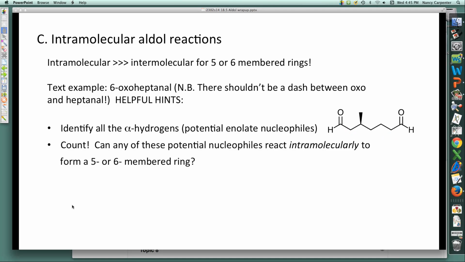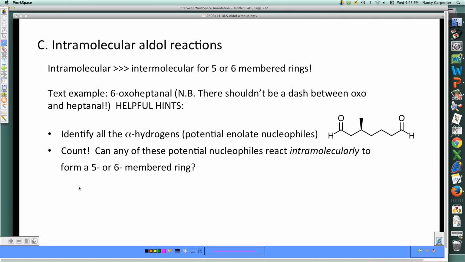Then just count. Can any of those potential nucleophiles react within the same molecule to form a 5 or 6-membered ring? So if this is carbon 1, 2, 3, 4, 5, 6, sure enough, it could react over here to make 1, 2, 3, 4, 5, 6, a 6-membered ring. Similarly, this guy, if there was a nucleophile here, it could react over here to make a 1, 2, 3, 4, 5, 6-membered ring. So it looks like we've got two favorable aldol possibilities here.